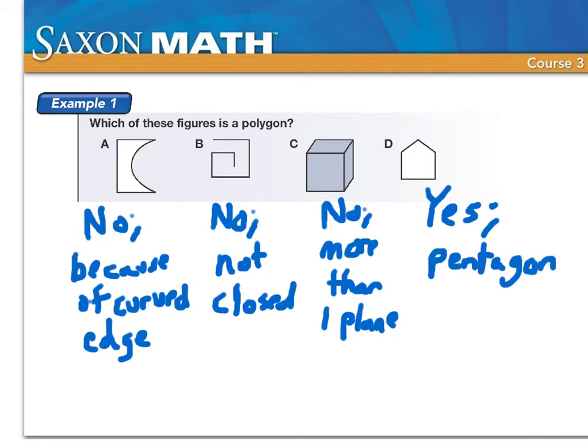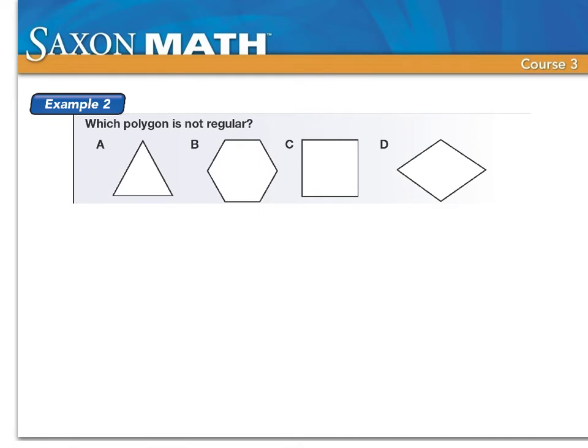Okay, let's go on to more examples. Example 2 says which polygon is not regular. If you remember the definition for a regular polygon, it means that all sides and all angles are the same. Well, look at this triangle. All these sides look like they're the same length, and all of these angles look like they're the same. So this one is regular.